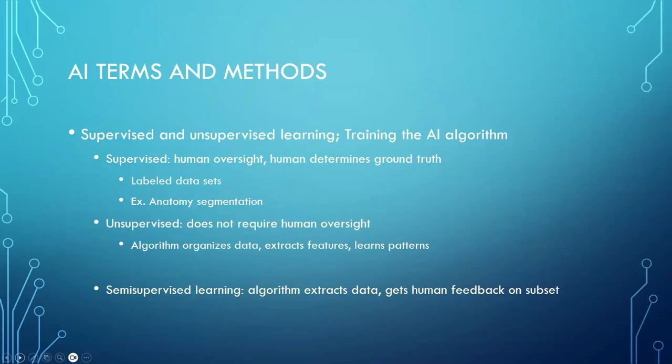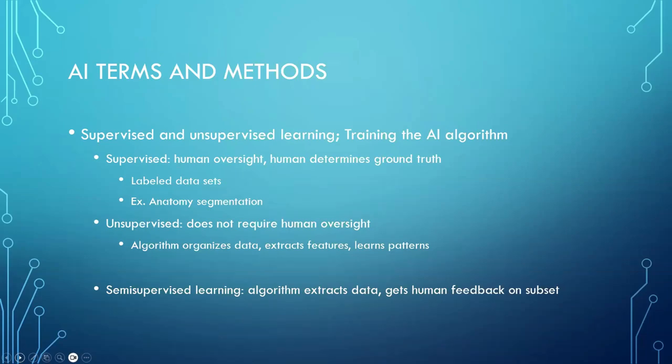Supervised and unsupervised learning are two different types of techniques when it comes to training AI applications. Supervised learning is one with human oversight, where the human determines the ground truth. It provides direct feedback into the AI results and helps determine different patterns. This is through labeled data sets and can be used in anatomy segmentation. Whereas unsupervised learning does not require human oversight. The algorithm is organizing the data, extracting features, and learning patterns without necessarily requiring the human to provide insight or feedback during its training.